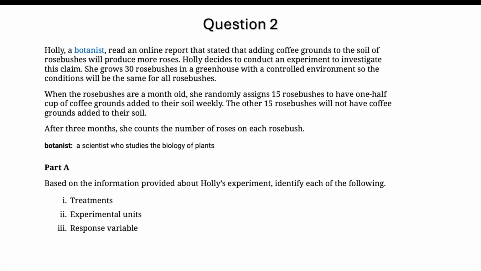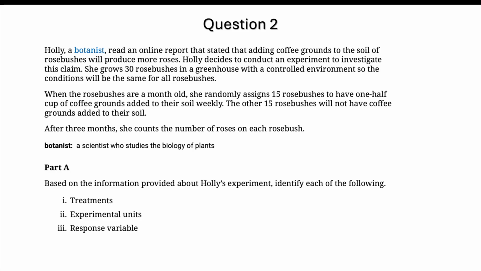Now question number 2. So let's read what we have to find, and then we'll go back and read the information. Part A is asking us to identify the treatments, experimental units, and response variables. So let's go back and read the information.